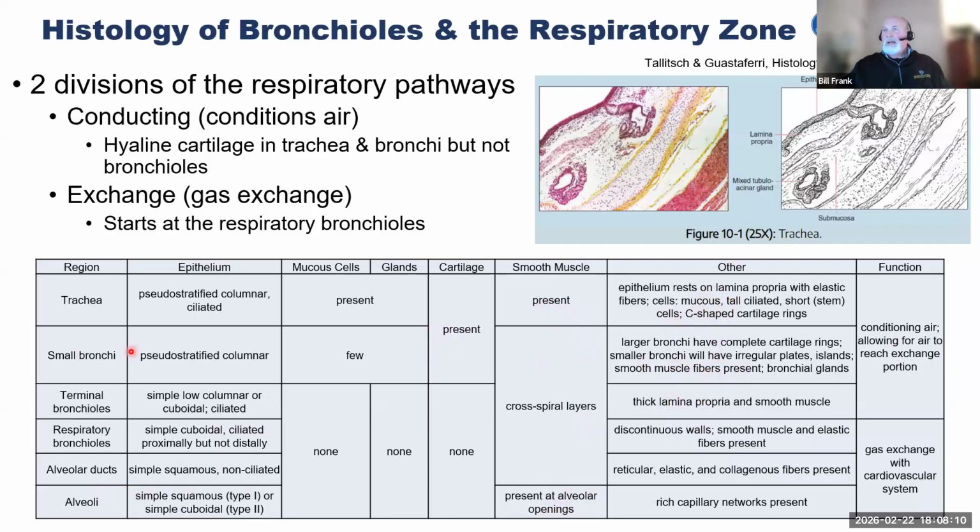So again, I would familiarize yourself with this chart and understand the differences in epithelium type, the presence or absence of cartilage, and the presence of glands between the trachea all the way down to the alveoli. Yes, goblet cells are mucus cells. That's a good question.